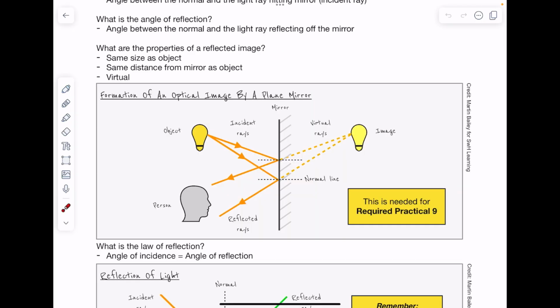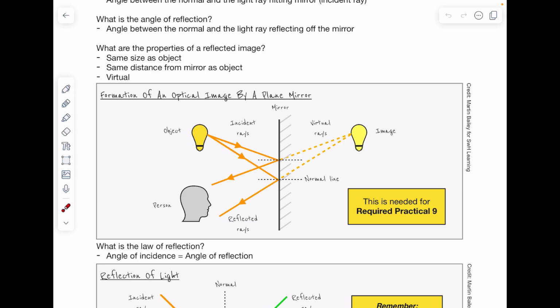If we now look at the formation of an optical image by a plane mirror, this is the object that the person is viewing, and this particular diagram is all about working out where the object will appear to the person. So it's actually possible to draw our incident rays. They're reflecting off our mirror. There's our normal line drawn at 90 degrees. And as you'd expect, the angle of incidence here is the same as the angle of reflection. So those light rays will be bouncing into the person's eye.